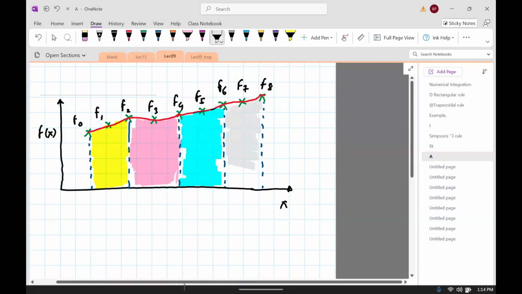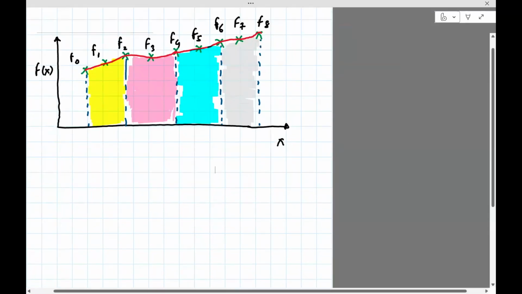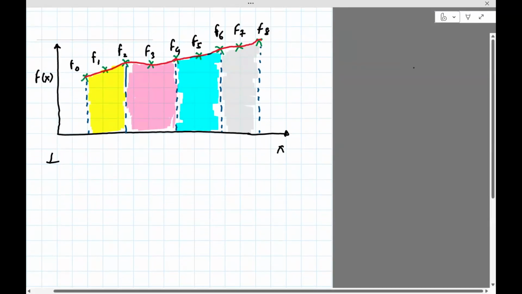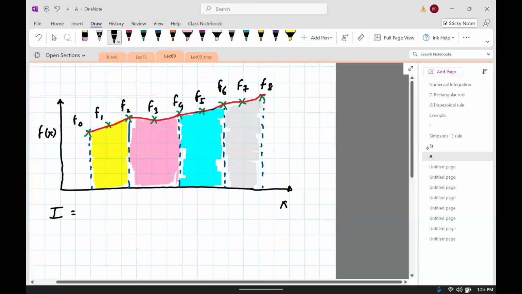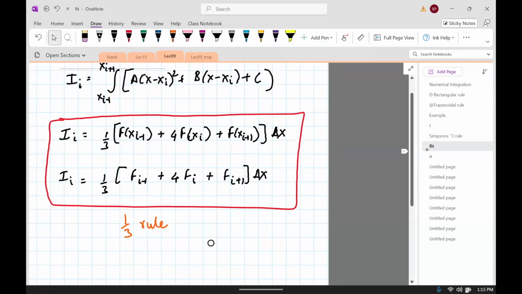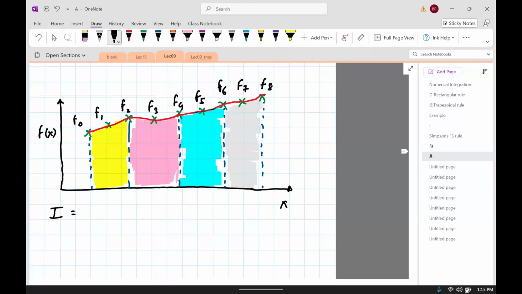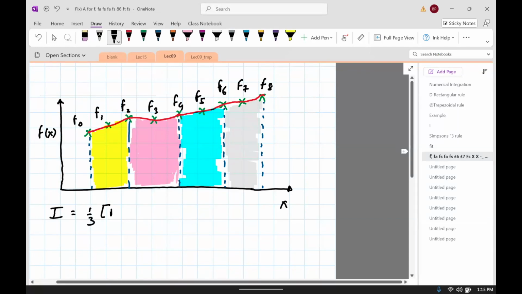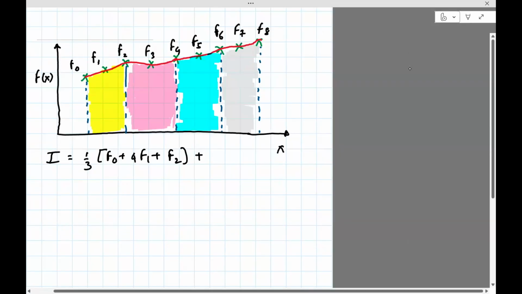Okay, now that we have these, we can write a formula. What we have to do is take the first 3 points and write that formula we wrote down earlier. This formula is 1/3 (f_{i-1} + 4 f_i + f_{i+1}). So if you write it down, we get 1/3 (f0 + 4 times f1 plus f2). That's the first region.